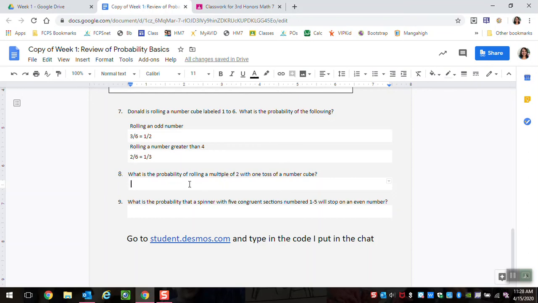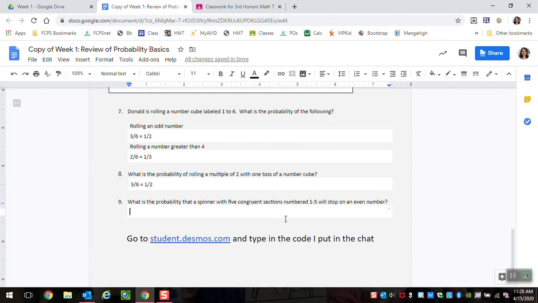Welcome back. So the probability of rolling a multiple of 2 with one toss of the number cube. Multiples of 2 would be 2. Yes, it counts because 2 times 1 is 2. 2, 4, and 6. So that's 3 out of 6, which simplifies into 1/2.